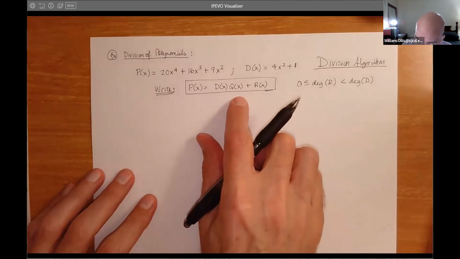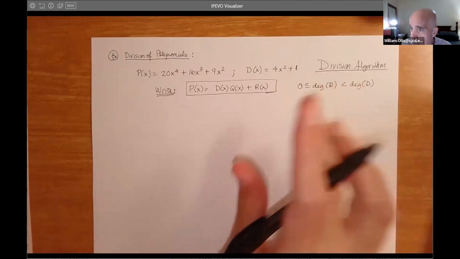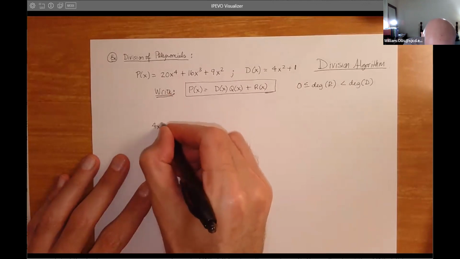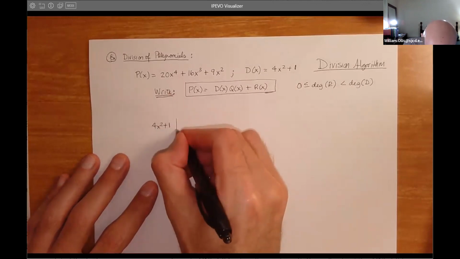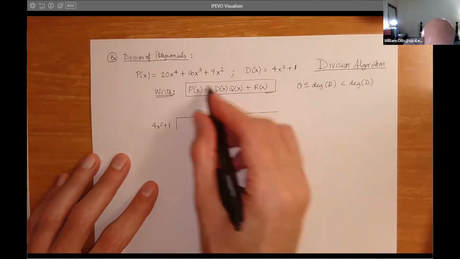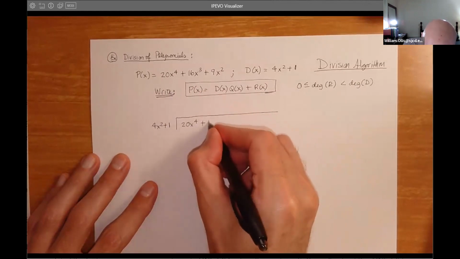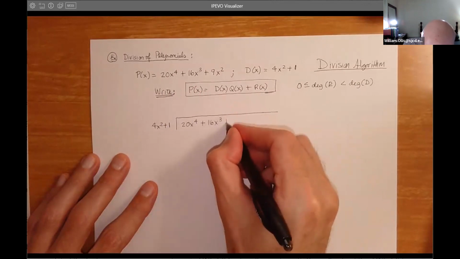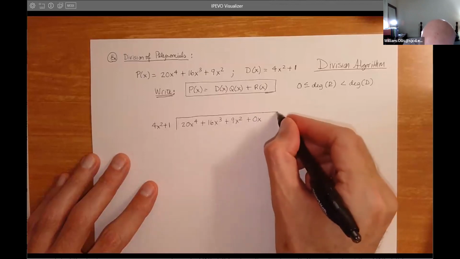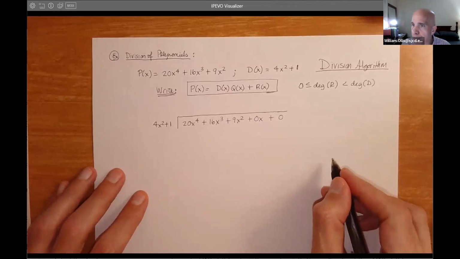So again, we just do our long division. Again, this is degree 2. It's not an x minus c, so we certainly can't try synthetic. That would not make any sense. So we have 4x squared plus 1. And then we write the dividend, which again, in this case, will be P. So we have 20x to the fourth plus 16x cubed plus 9x squared. And if you want, you can put in your placeholders for the x term and the constant term, just 0x and 0 if we need them, okay?